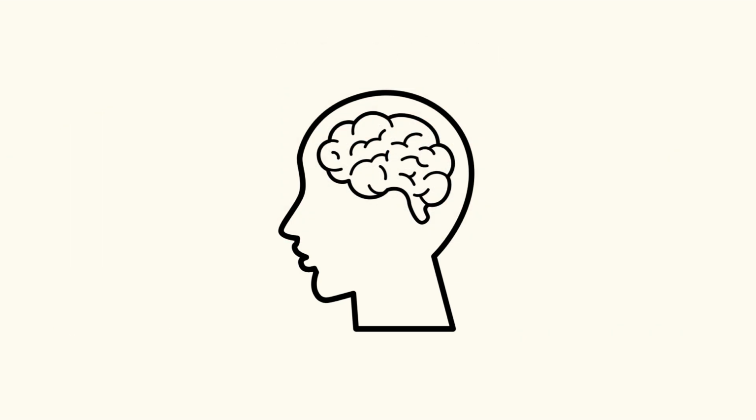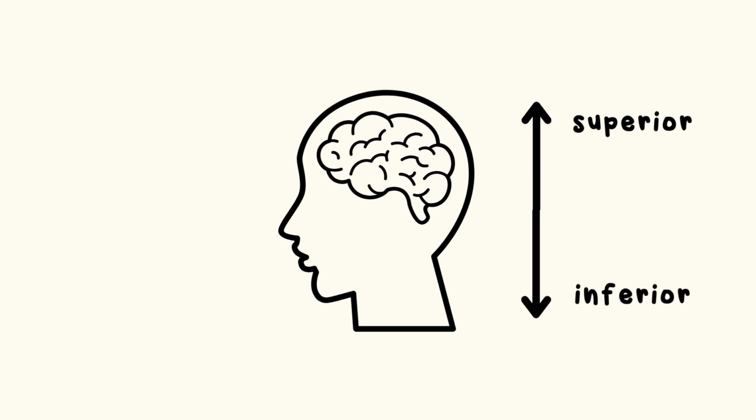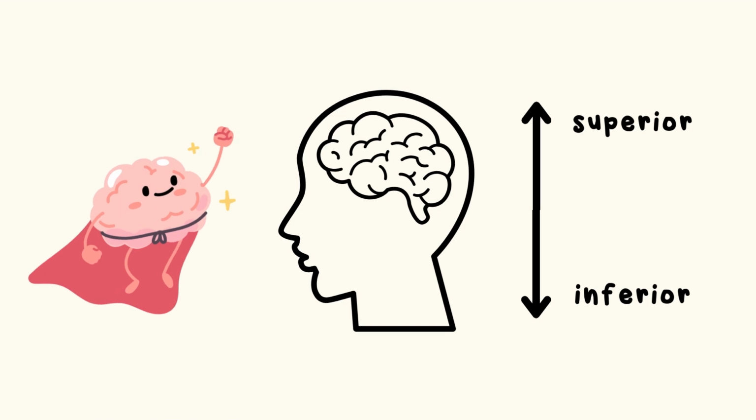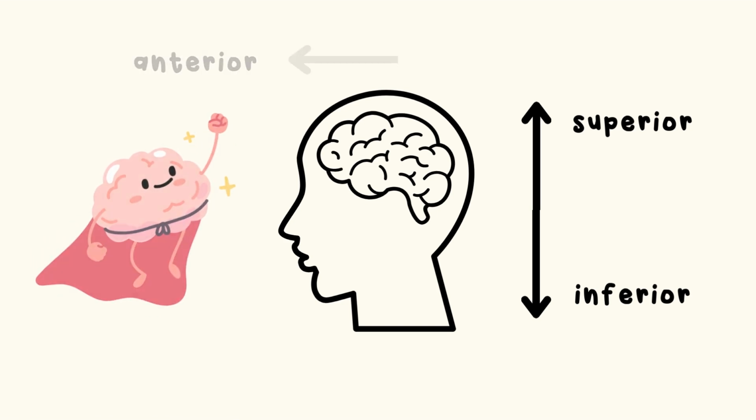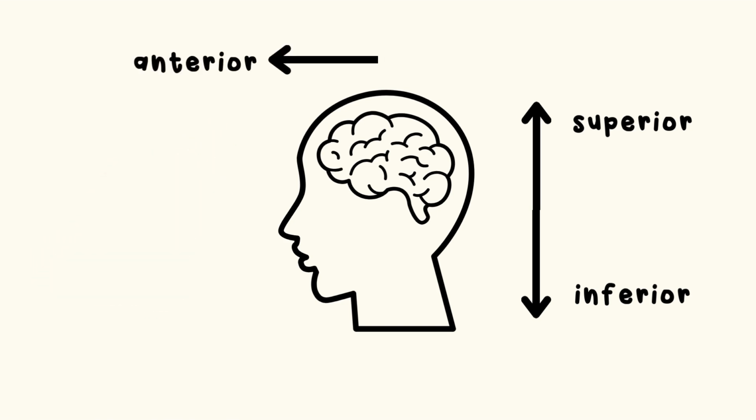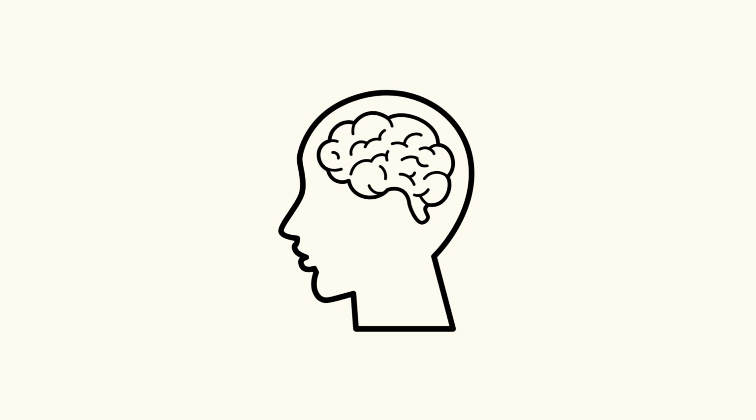Starting off with some new terminology, we have superior, meaning toward the top, and inferior, meaning toward the bottom. To remember superior being up, I like to envision a superhero flying upwards. Moving forward, we also have anterior, meaning toward the nose, and posterior, meaning toward the back. The following terms are relative to the axis of the central nervous system, so make sure you pay close attention.